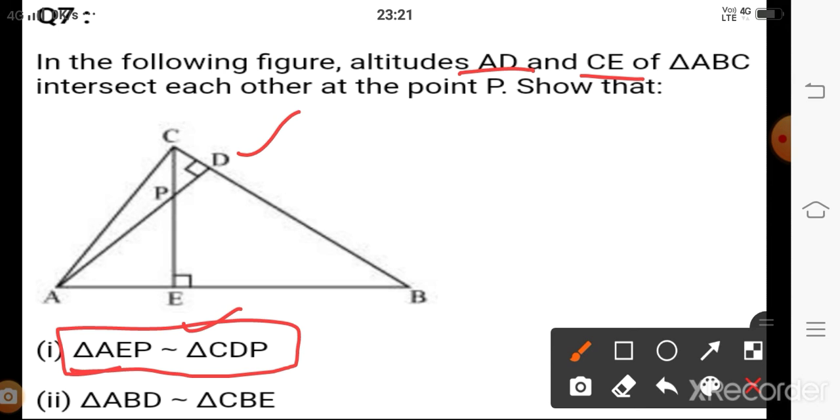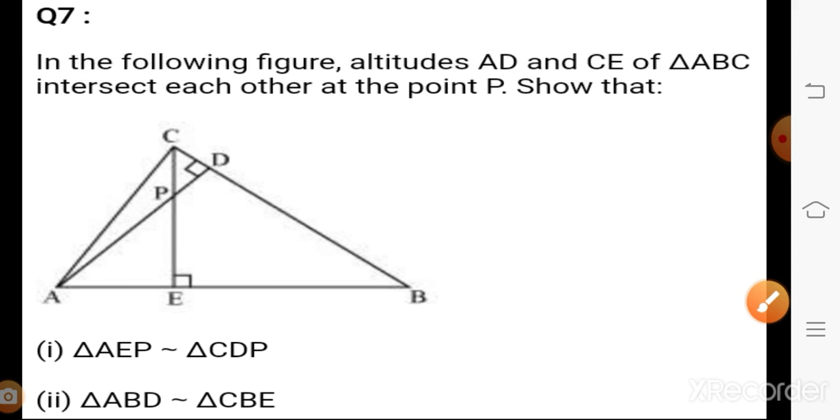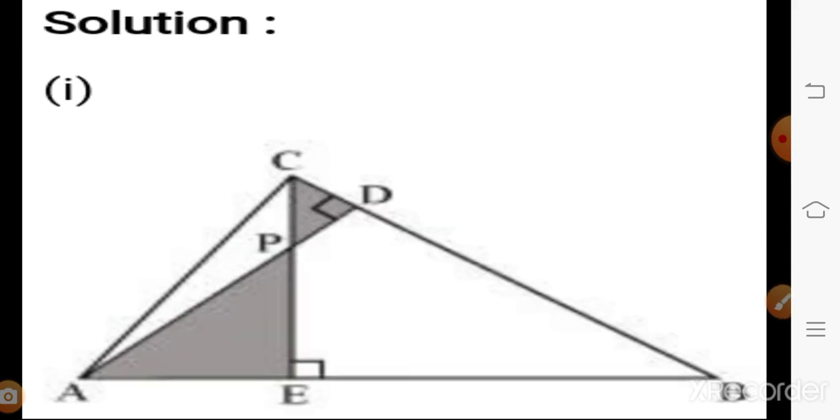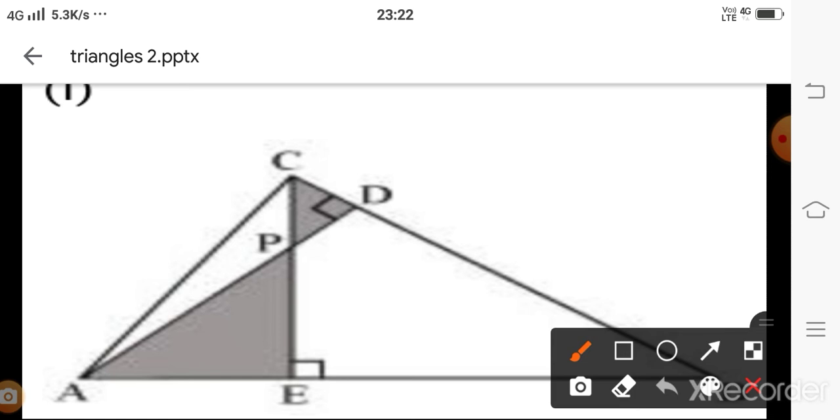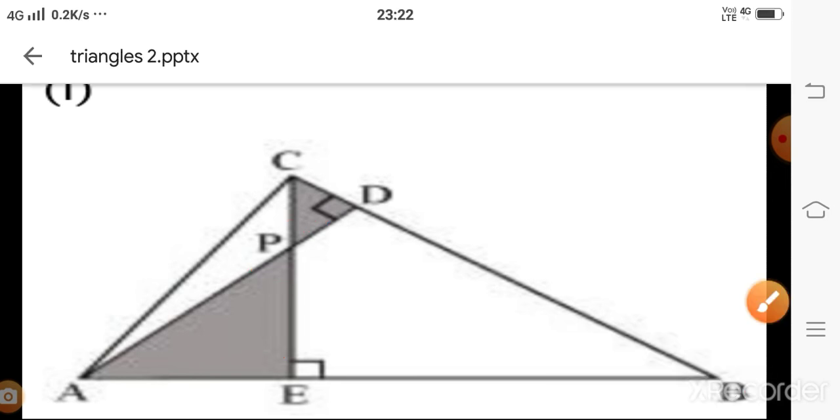One thing you have to remember: if we have to make two triangles similar, we have to show any two corresponding angles equal, or you may show the sides proportional. Here, in the first one, we have to show these two triangles AEP and CDP. These two angles are vertically opposite angles, and these two angles are of 90 degrees. Easily we are able to write the two triangles similar.